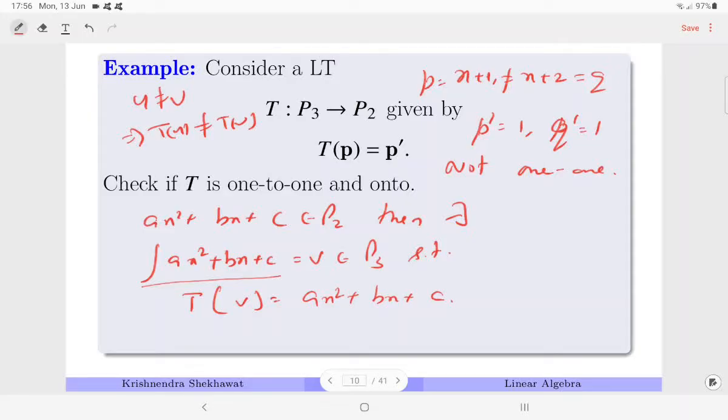Now we can observe here that it is not very easy to check 1-1 and onto through definition, and therefore we will move to some interesting results.